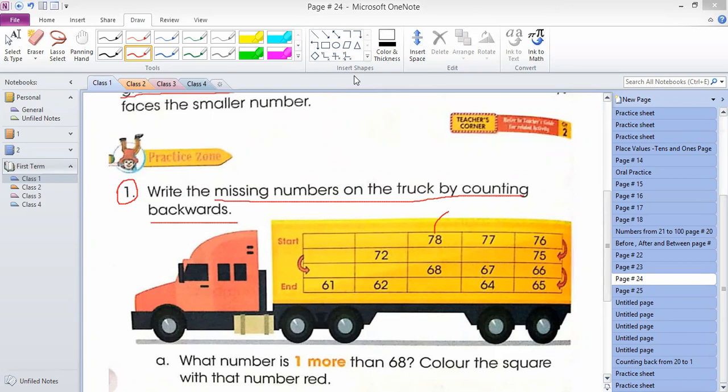That's very good. Guys, you all need to participate. The number which comes before 78, that is 77. That's already written here. I'm just counting back, so you also have to count back with me.